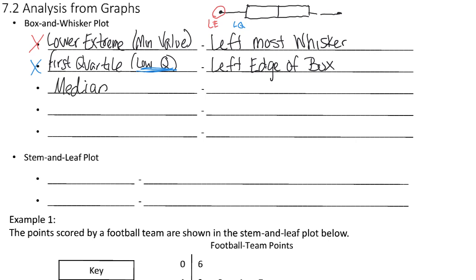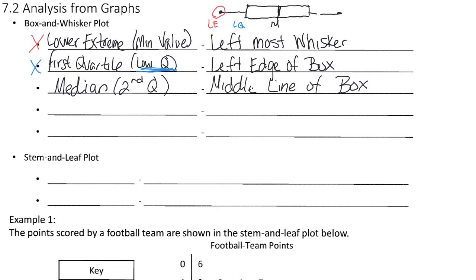That doesn't really need an explanation. That's the middle number, also called your second quartile. In this case, it's the middle line of the box. So that means this is your median, that middle line.